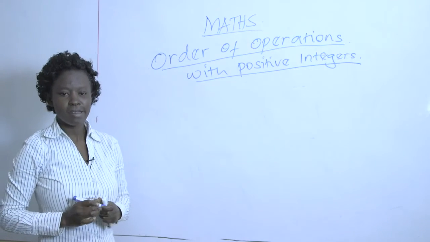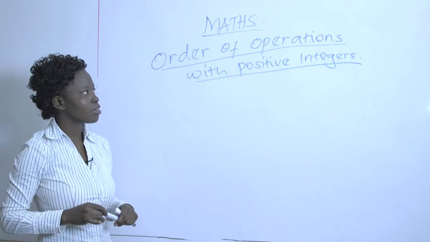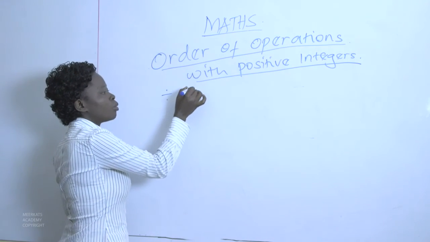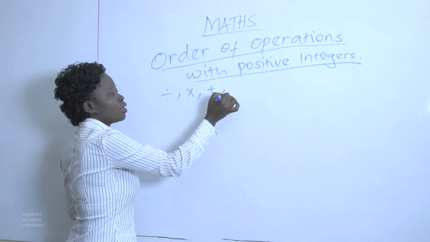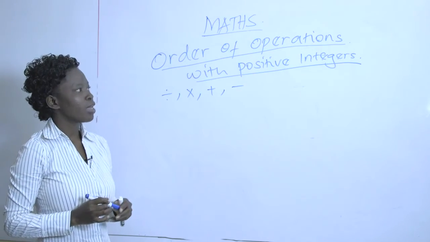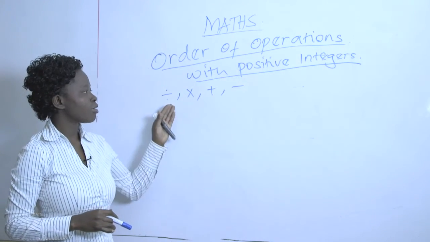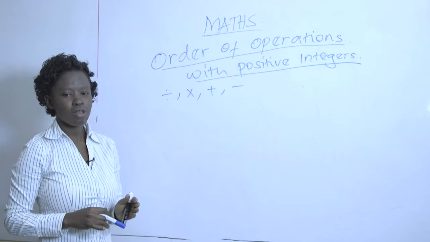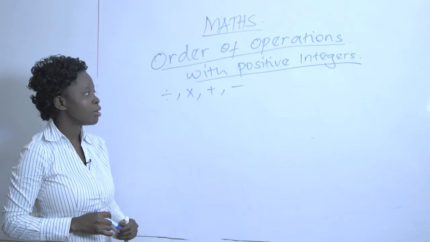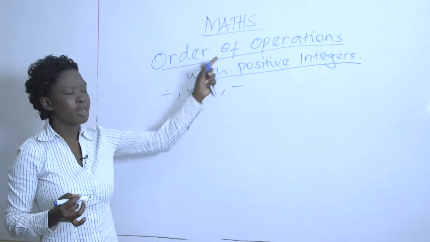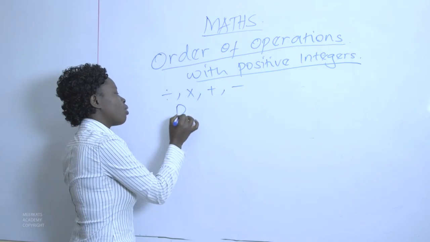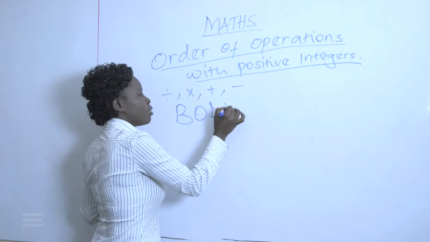We've been looking at integers, and in the process of looking at integers, we've looked at 4 operations. That is division, multiplication, addition, and subtraction. So when you're having the 4 operations, there are some cases whereby all the operations, or various of these operations, are involved in the same sum. So we need to have an order in which you are going to work out your operations. So this is where we apply the BODMAS rule.